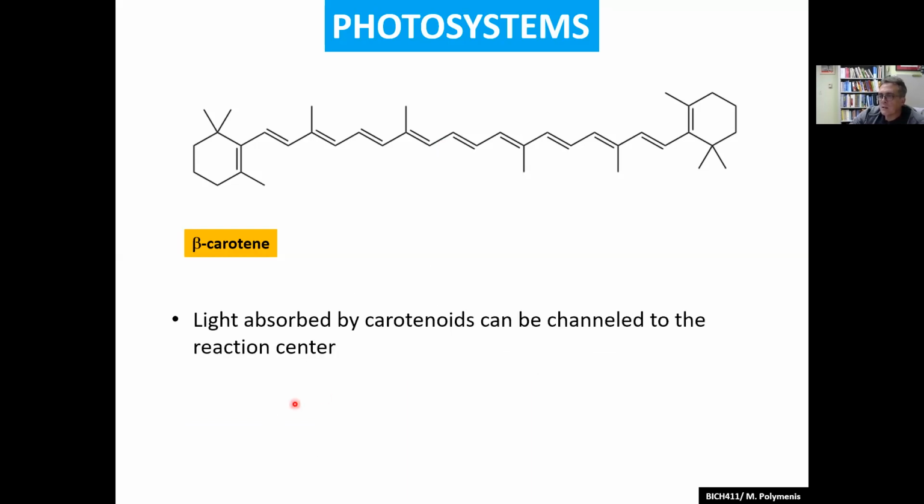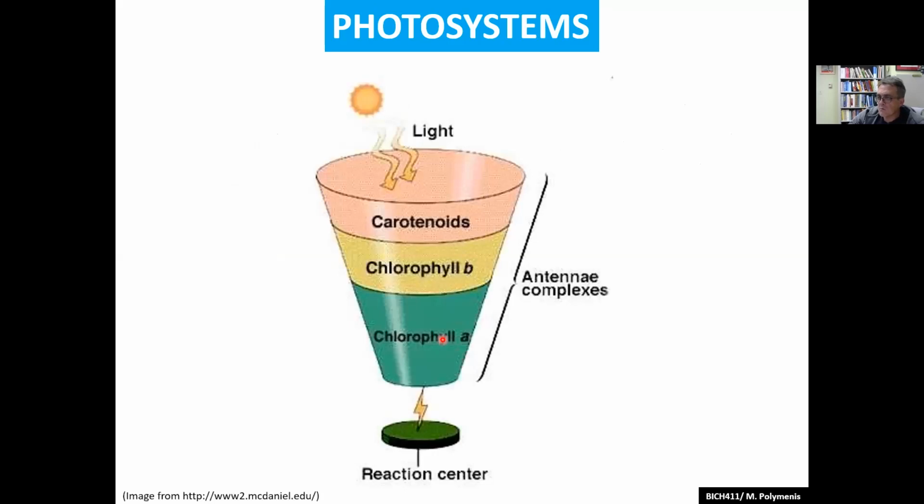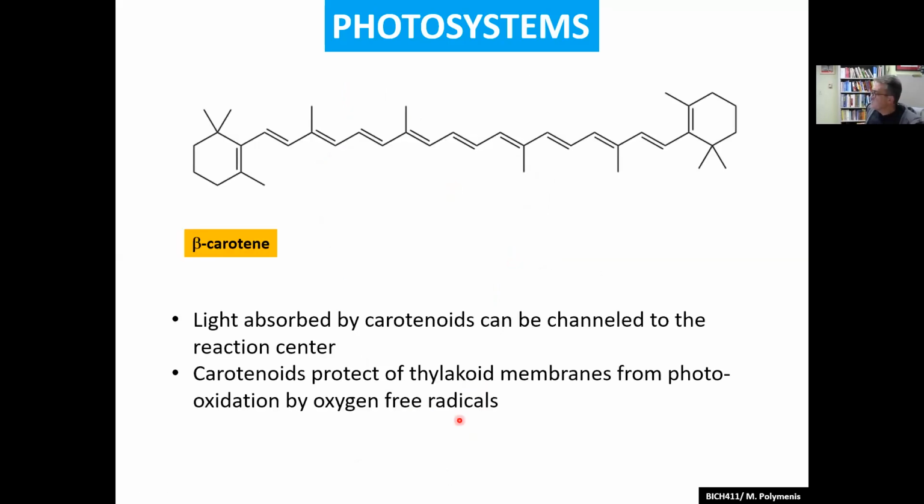And they can participate in the channeling of light, with the excitons that we discussed, taking it to the reaction center. It's part of the antenna complexes. They also protect, as it turns out, the membranes of the thylakoid in the chloroplast from photooxidation. So it basically does what we like to think of with healthy nutrition. If you go to the health food section of any grocery store and you see beta carotene, you can buy it. They tell you antioxidant, but actually it does protect the membranes in the chloroplast.